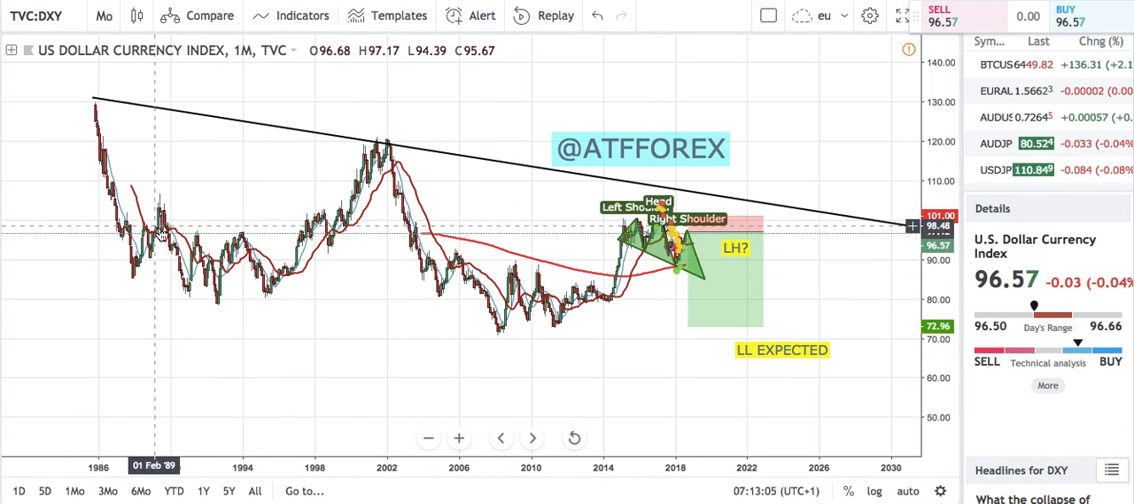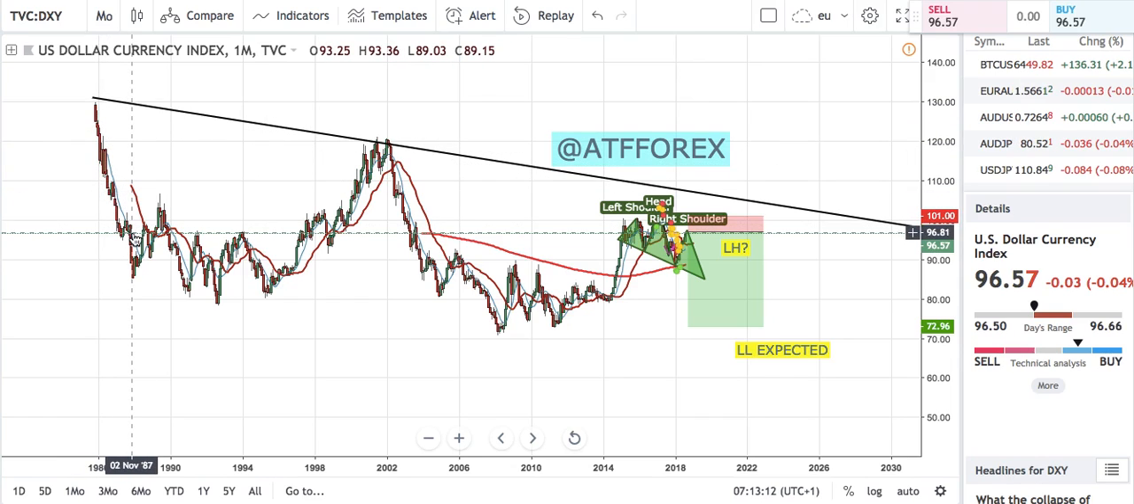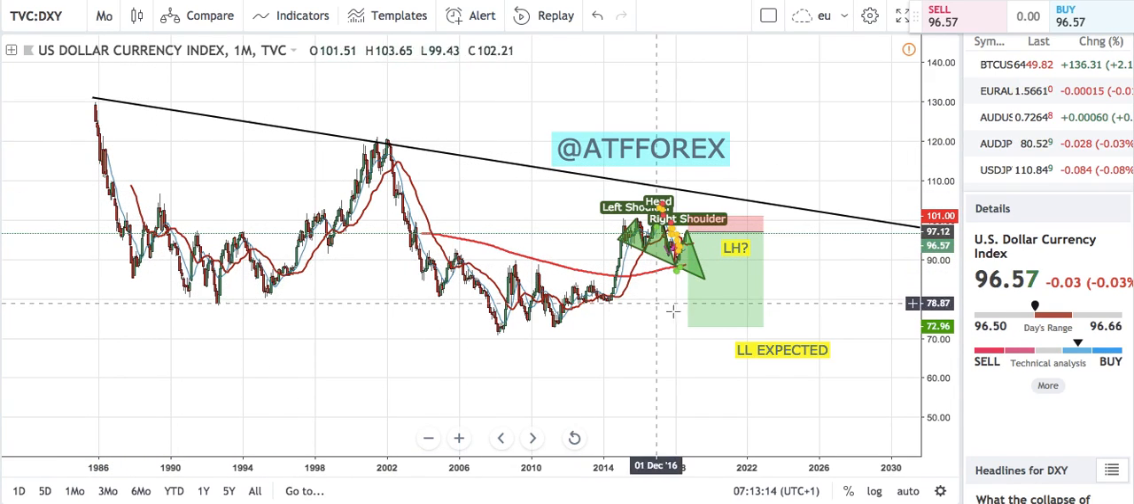What you can see here is I'm on the monthly time frame going back to 1986. So every candle represents 1 month on this chart, and we're literally covering nearly 20 years' worth of price action here.